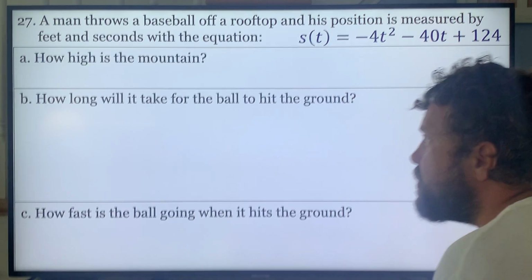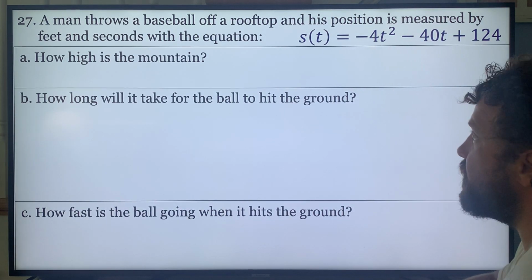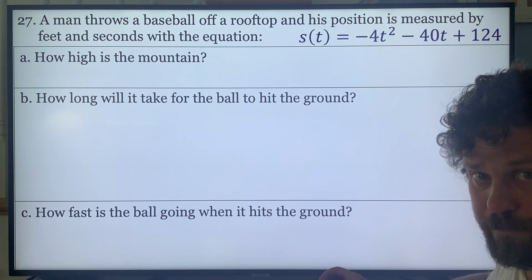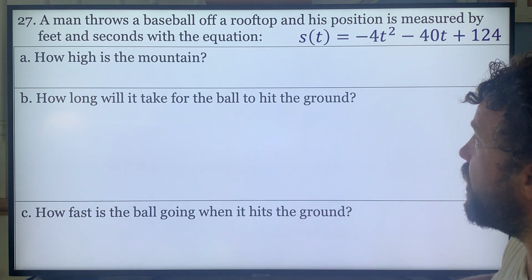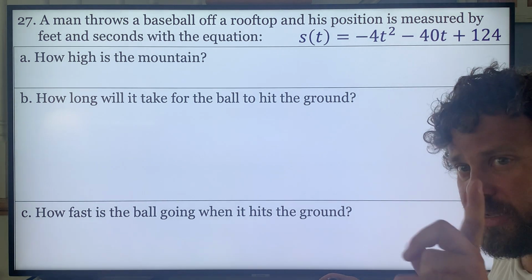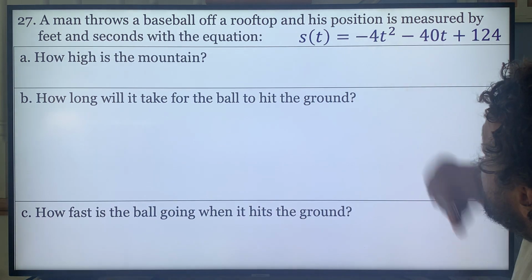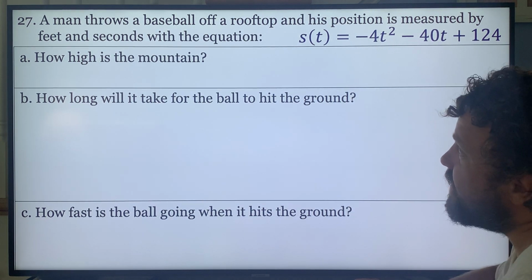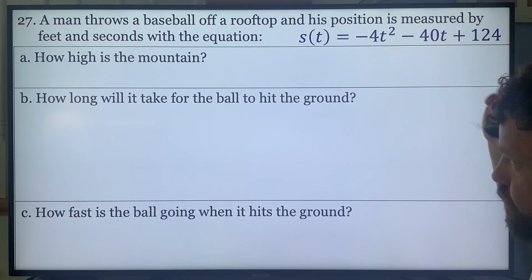All right. Let's go back. Last question of the day. A man throws a baseball off a rooftop. Not a smart idea, you could hurt someone. And his position is measured by feet and seconds with the following equation.